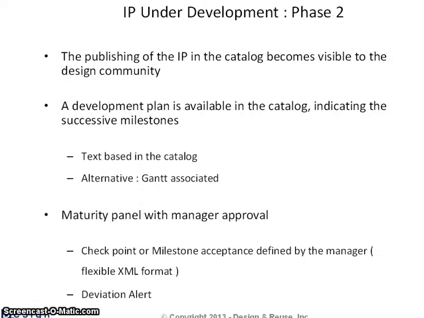The publishing of an IP in the catalog becomes visible to the designer community as soon as the designer thinks that it's important to show more. At this stage, he can announce a development plan. He can indicate the successive milestones, and a variety of techniques are, of course, available at the catalog level, which is an excellent technology of DNR. He can use text-based. He can make a link to a Gantt-like pull chart.